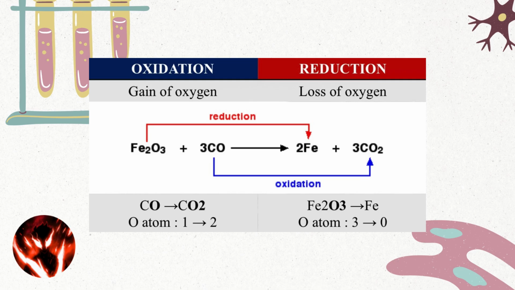In this reaction, both oxidation and reduction occur at the same time. For oxidation, carbon monoxide gains oxygen to form carbon dioxide. For reduction, iron trioxide loses oxygen to form iron. The number of oxygen atoms decreases from 3 to 0, so reduction occurs. Therefore, oxidation and reduction always occur together in the redox reaction.